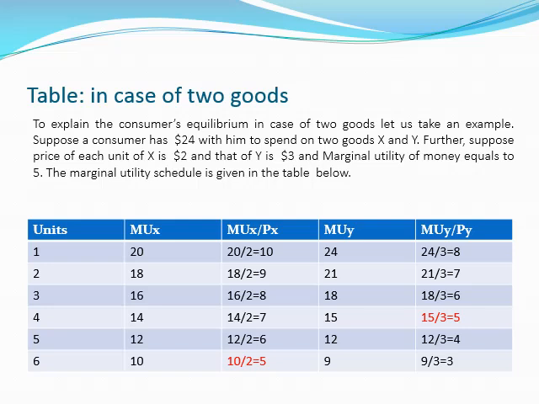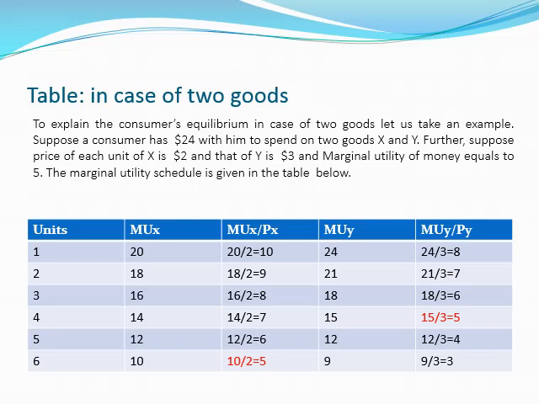This is a calculation of marginal utility of X over price of X. So 20 over 2 is 10, 18 over 2 is 9, 16 over 2 is 8, 14 over 2 is 7, 12 over 2 is 6, and 10 over 2 is 5. And the marginal utility of Y over the price of 1 unit of Y is 8, 7, 6, 5, 4, 3.